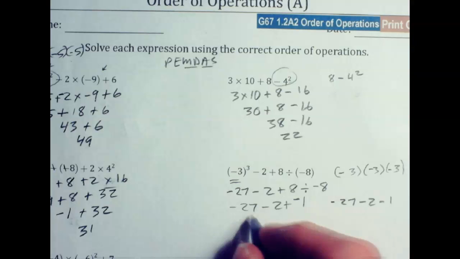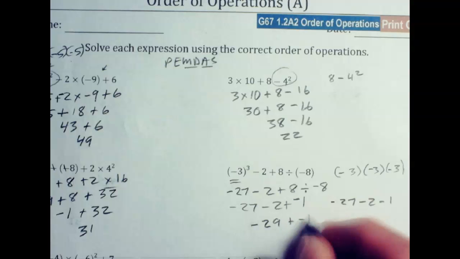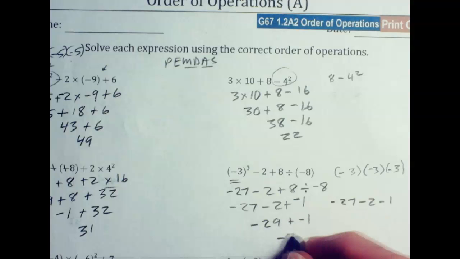Okay, so now I can finally do this. This is a -29, because it's the same signs, add and keep, plus a -1. And this is just one more, -30.